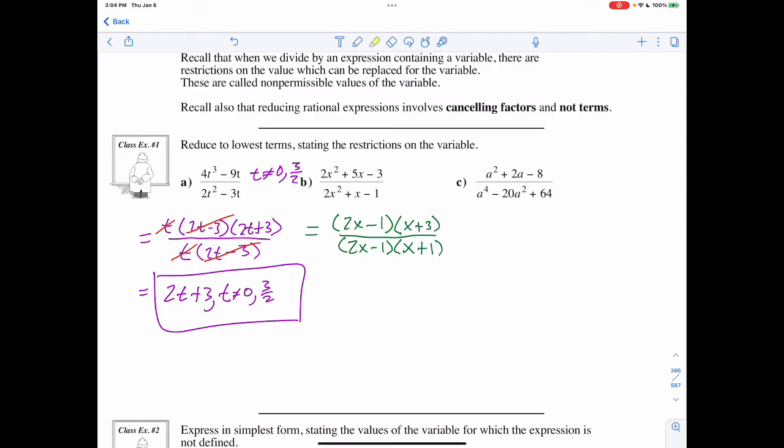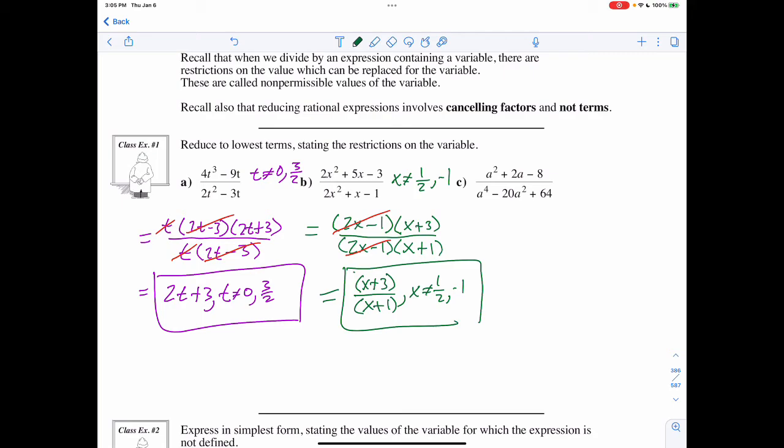Once again, I'm going to pull my non-permissibles just from the denominator, where x cannot equal 1 over 2 from the first factor, or negative 1 from the second factor. Then I can cancel out the common factor of 2x minus 1 from the top and the bottom. And I'm left with x plus 3 over x plus 1, where x cannot equal 1 over 2 or negative 1. And there's my solution.